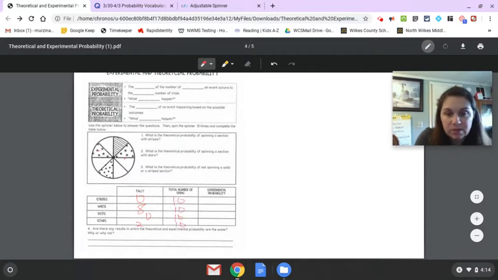Now, what's the experimental probability for this one? Well, there was 0 for that one. 8 out of 10 for the white spaces. 0 out of 10 for the dots, and 2 out of 10 for the stars.